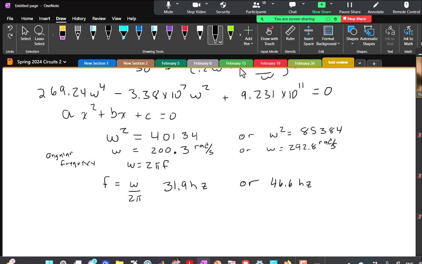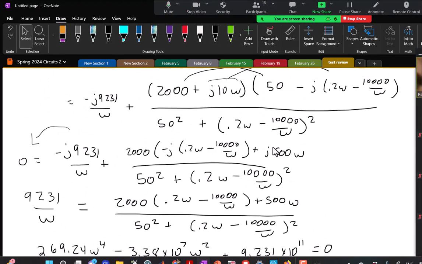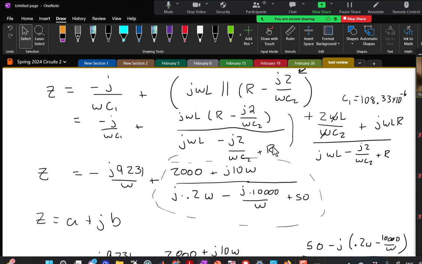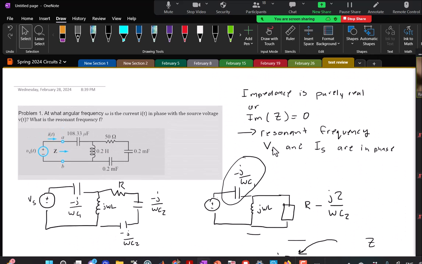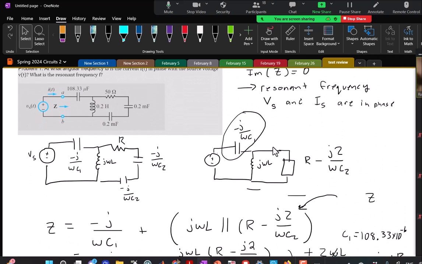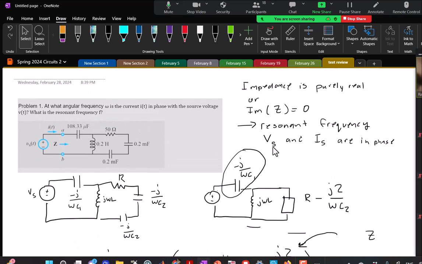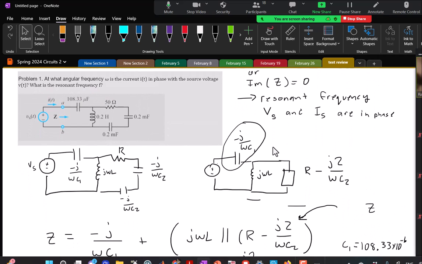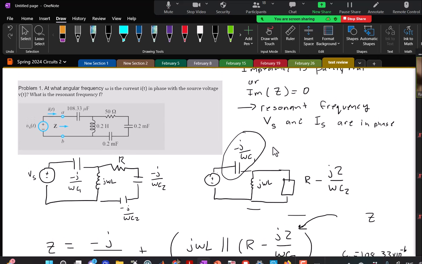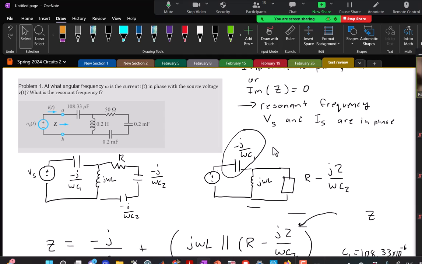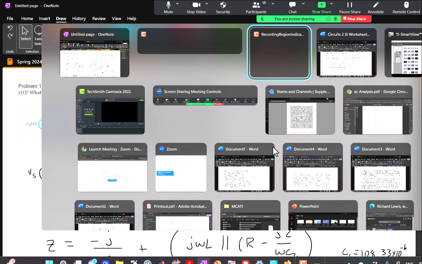Do I think you would have to do this kind of algebra on a test? No, I don't think so. I don't know for a fact, but I don't think so. I do think you might have to do something that had simpler algebra. But I think I got this problem from one that he had on the website.